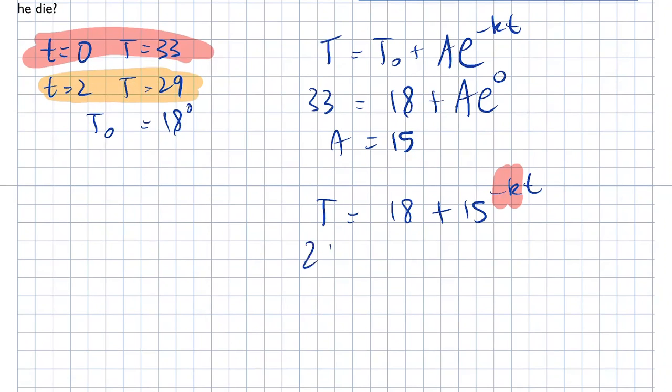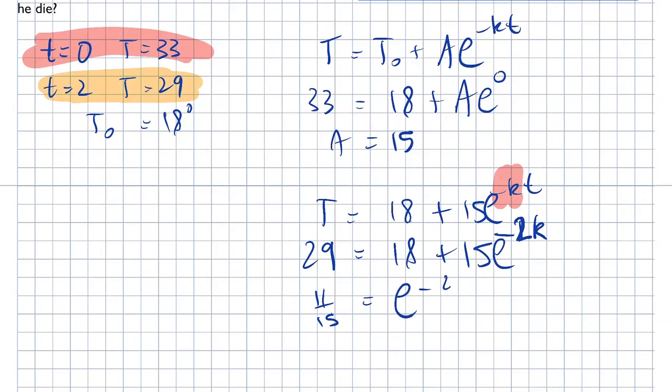So the temperature of the whale is 29. Still got that 18, still got that 15. And after 2 hours, so our time now is in hours, we just need to be aware of that. So that becomes negative 2k. And we go ahead and solve that. So we subtract 18 from both sides and then divide by 15. So I get 11 over 15 is equal to 15 e to the negative 2k, and then divided by 15, that's equal to e to the negative 2k.